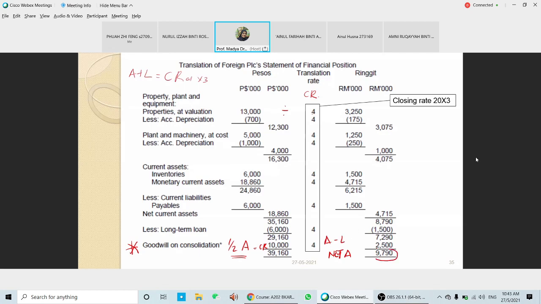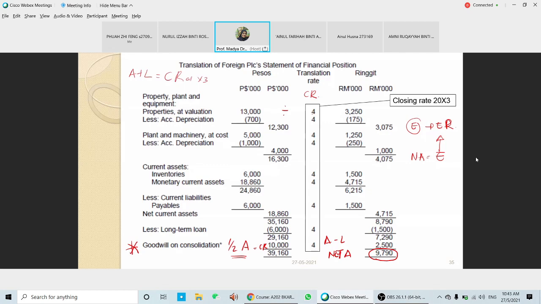9794. So you need to find the net asset, 9794. Because later on we want to look at the equity section. In this equity section there is an element of exchange difference or exchange reserve. So this is your net asset. Remember that your net asset equals your equity. And then we need to find the exchange reserve in your equity.